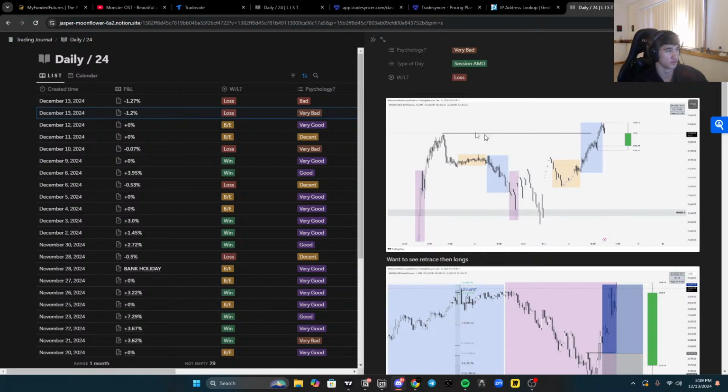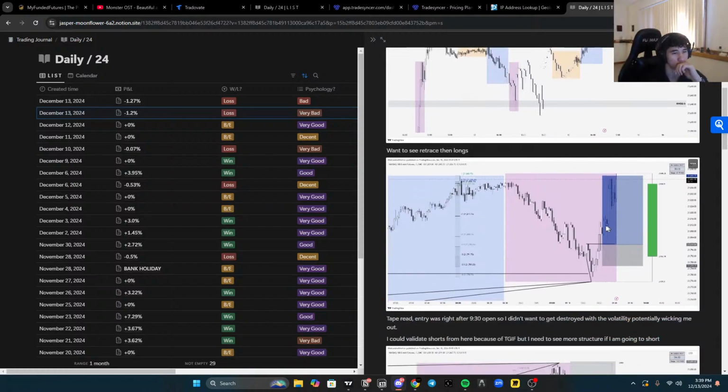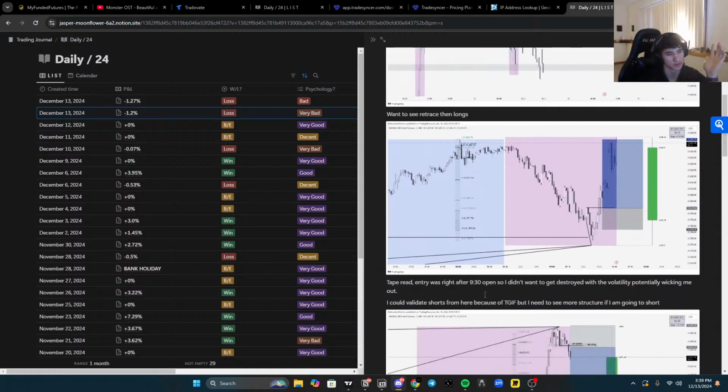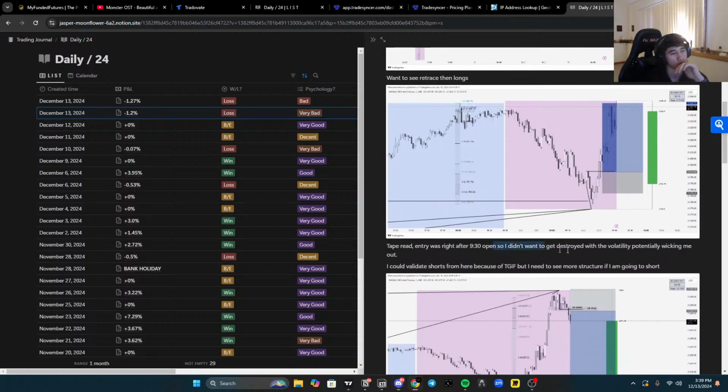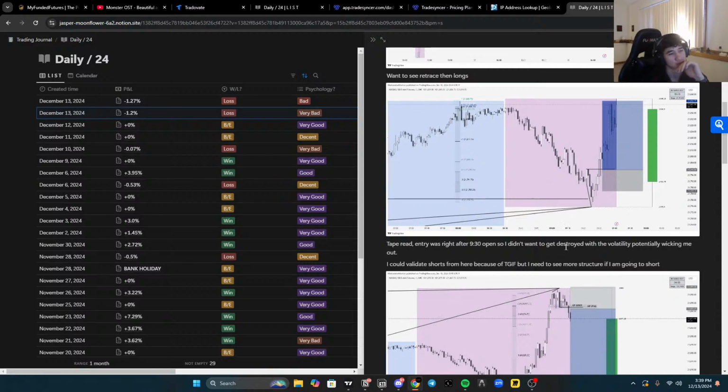Okay, let's go. I want to see retrace then longs. Okay, I mean, tape read was proper. Longs was a good move off of here. Run to the low, bang, push up higher. So, to get destroyed with volatility, potentially waking you out.